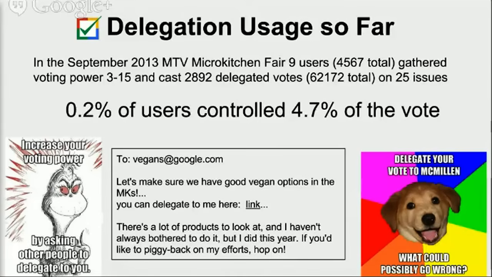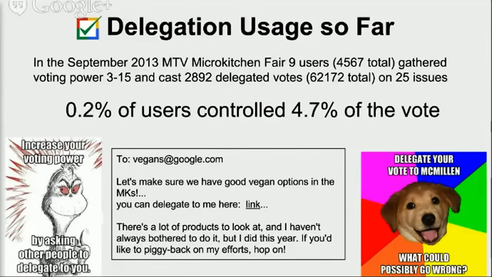In fact, 9 users out of 4,600 started sending around delegation ads, which I showed, and the 9 of them managed to control 2,900 votes out of 62,000. So we got 0.2% of the users controlling 4.7% of the vote, which is like a 24 times multiplier. And we weren't even trying, really.